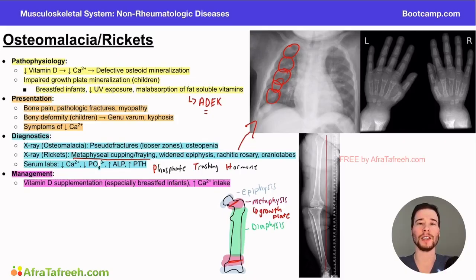You decide to work up this patient, get some x-ray findings as well as some labs, and on those labs, you see that there is a low calcium level, an elevated PTH, and an elevated ALP. The question then asks you which of the following diagnoses is most likely for this patient.